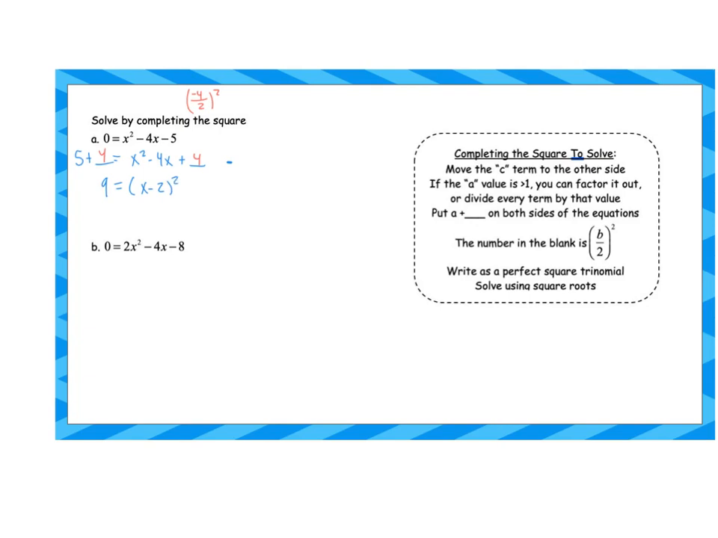And then at this point, we're just solving by square roots exactly like we did last class. So go ahead and square root, which remember will be plus or minus the square root of 9, which is plus or minus 3. So now to get x by itself, I'm going to go ahead and add 2. So this would be 2 plus 3 and 2 minus 3. So I get x equals 5 and x equals negative 1.